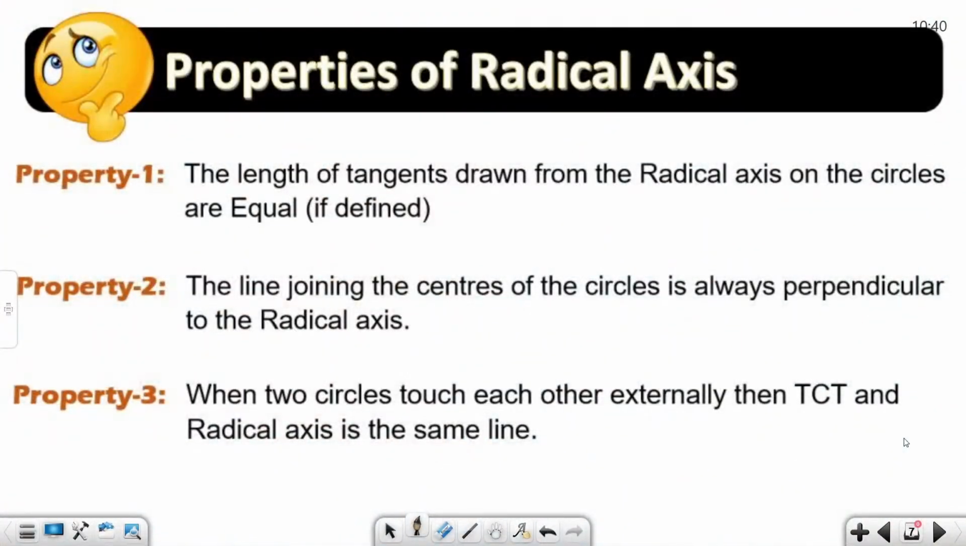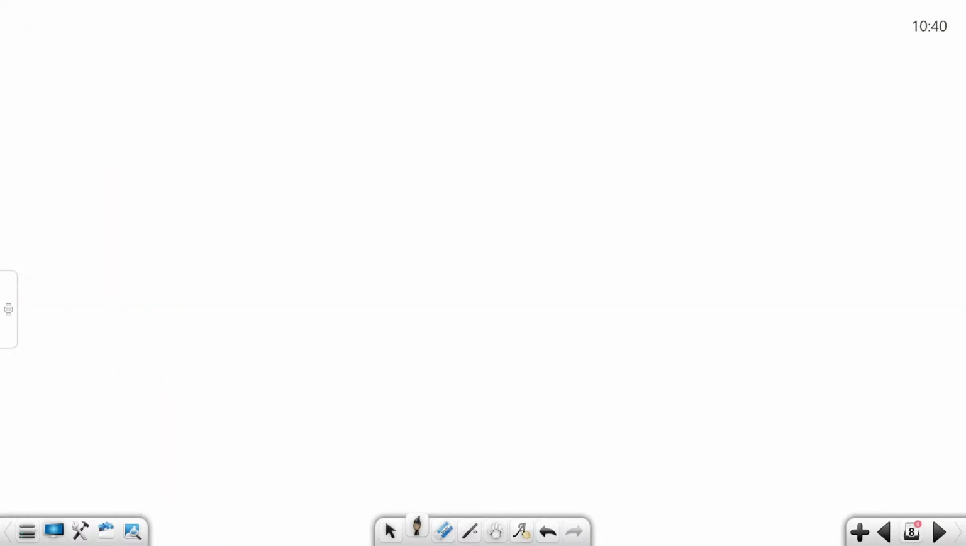Now let us come to the properties of the radical axis. The length of tangents drawn from the radical axis to the circles are always equal. It's quite obvious. Why? Suppose, let me take two circles.